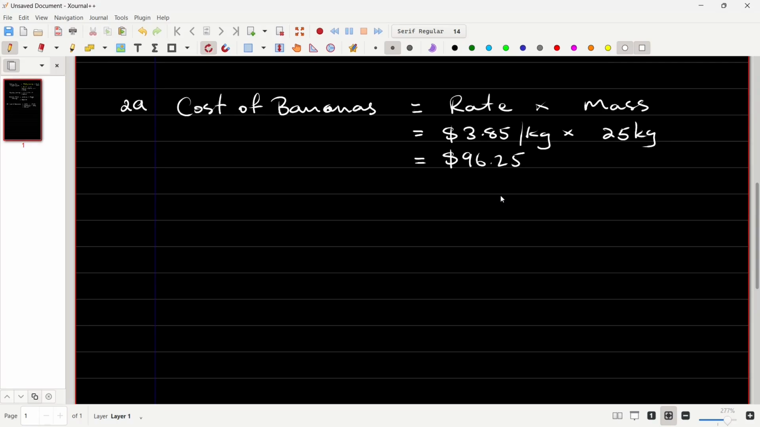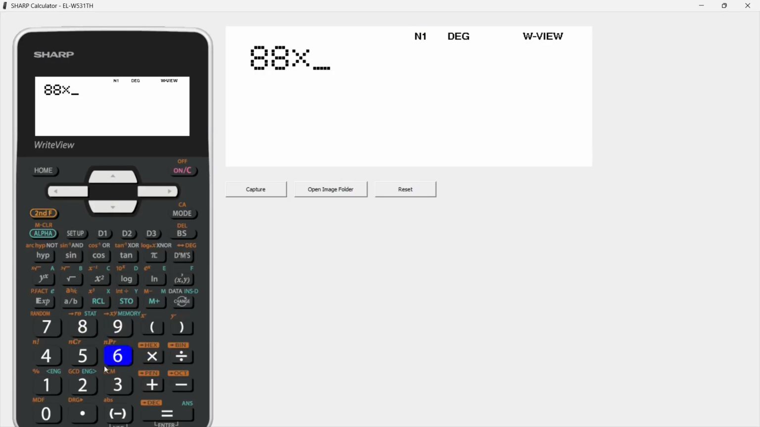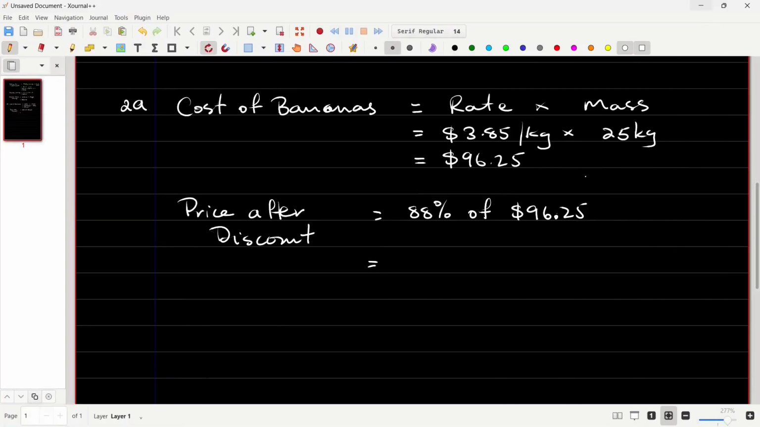All right. So the next thing we have to figure out is how much it's going to cost her after the discount. Now she receives a 12% discount, then that means the price after discount would be equal to 88% of the $96.25. Doing that on the calculator, 88% times 96.25, and we get 84.7. So $84.70 is what she pays for the bananas.